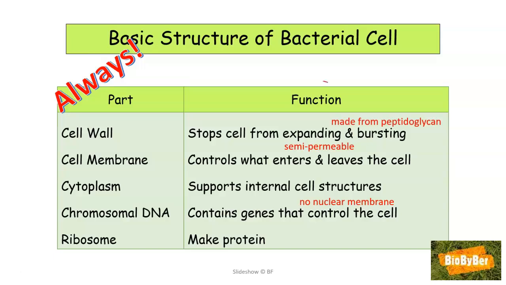Now, don't forget, when we are discussing the functions of cell parts, or anything for that matter, we have to use an action word. We have to use a verb. The cell wall stops the cell from expanding. The cell membrane controls what enters and leaves. The cytoplasm supports. The DNA contains. The ribosomes make protein. These are all action words, all verbs, and have to be used when you are giving the function of a cell part.